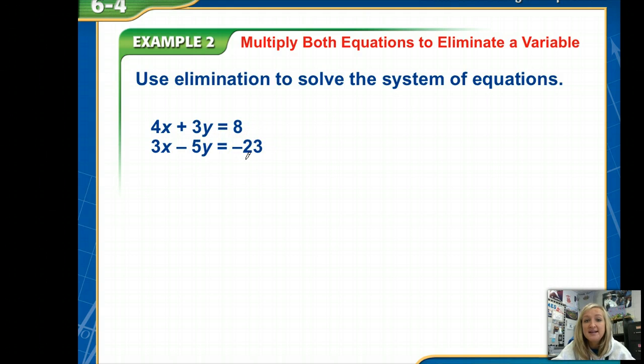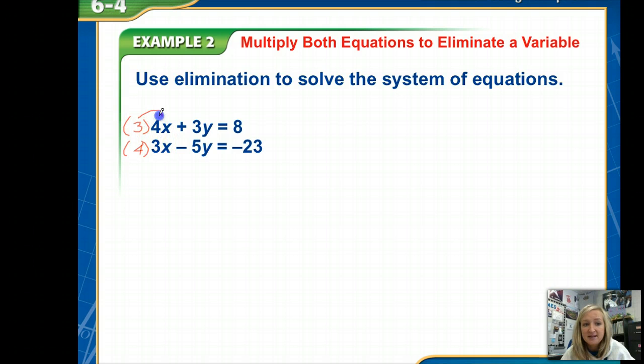So this is where the least common multiple comes in. And you can decide to eliminate your x's or eliminate your y's. I'm going to start with my x's. In order to get the same coefficient in front of the variable, what I'm going to do to this equation is multiply my whole top equation by 3 and my whole bottom equation by 4.